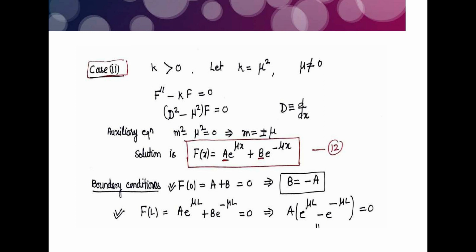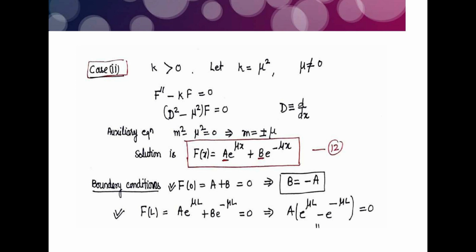So the solution of this equation number 8 for case 2 is given by equation number 12, and this is f of x equal to A times e raised to power mu x plus capital B times e raised to power minus mu x, where this capital A and B are arbitrary constants, and we find out values of these two constants using the boundary conditions given by equation number 10.